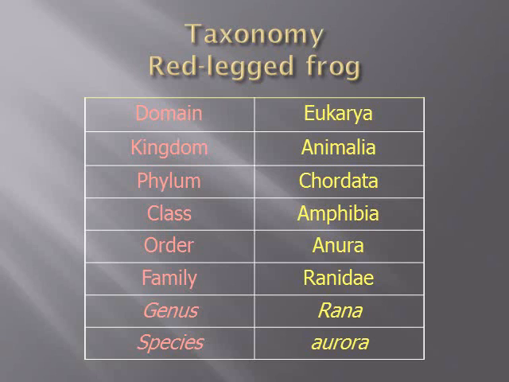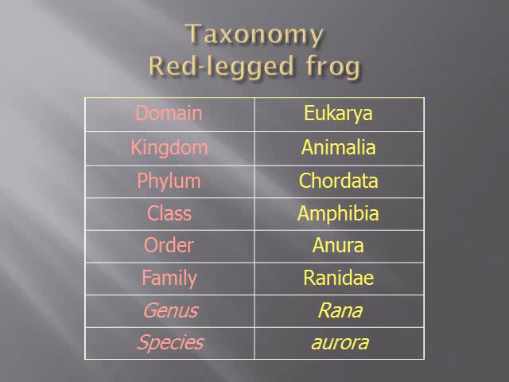However, we are not in the class Amphibia because we are mammals, and so they are in the class Amphibia because they are amphibians living both in water and on land. They're in the order Anura, family Ranidae, genus Rana, and species aurora, and it gets narrower and more narrow. You might notice that the genus and species are both in italics, and that is because when you write a genus and species name in binomial nomenclature, you will notice that they are always written in italics and or underlined.